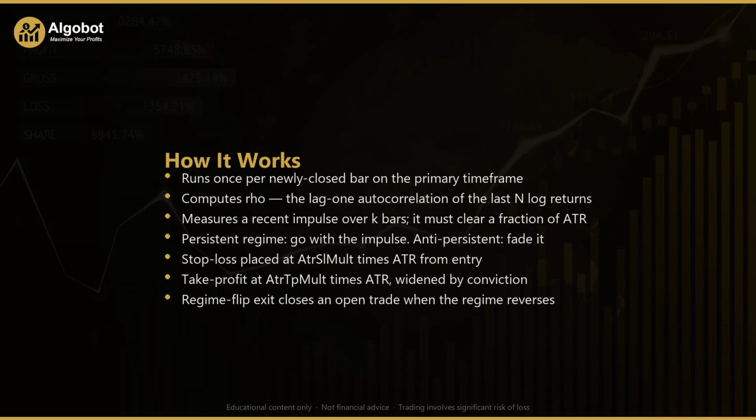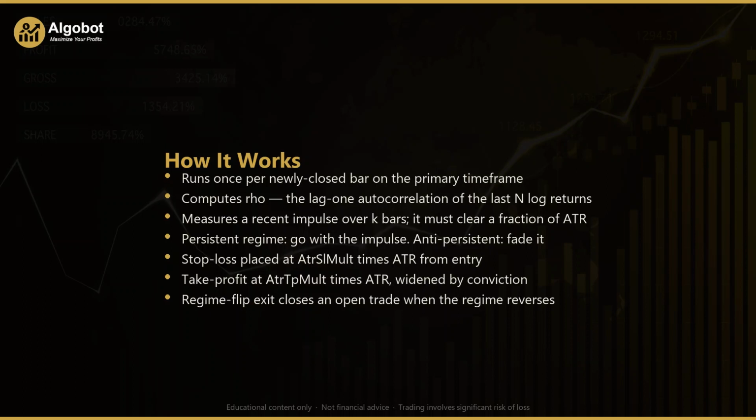Now the decision. If there is a fresh, qualifying impulse, the strategy checks the regime. If rho is above the positive threshold, the market is persistent. It goes in the same direction as the impulse, riding the move. If rho is below the negative threshold, the market is anti-persistent. It goes in the opposite direction to the impulse, fading the move. If the reading is inside the dead zone, no position is opened.